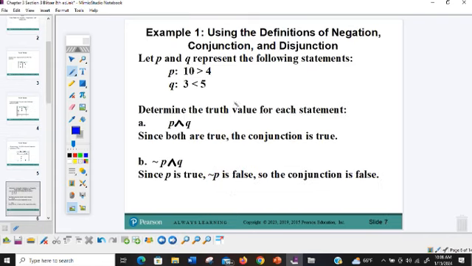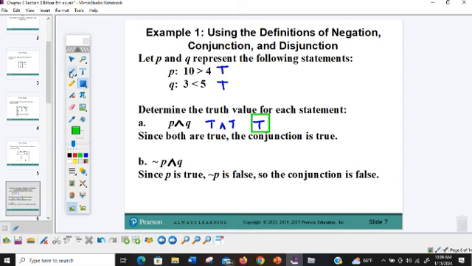Now, let's use this concept. It says, let P and Q represent the following statements. Okay, 10 is greater than 4, that's true. 3 is less than 5, that's true. So what we are starting with is two true statements. Now, what we're going to look at, it says do P and Q, are one and the other true? So we're looking at true and true. So the answer to that is going to be true. One and the other, they are both true. So the answer to part A is going to be true.